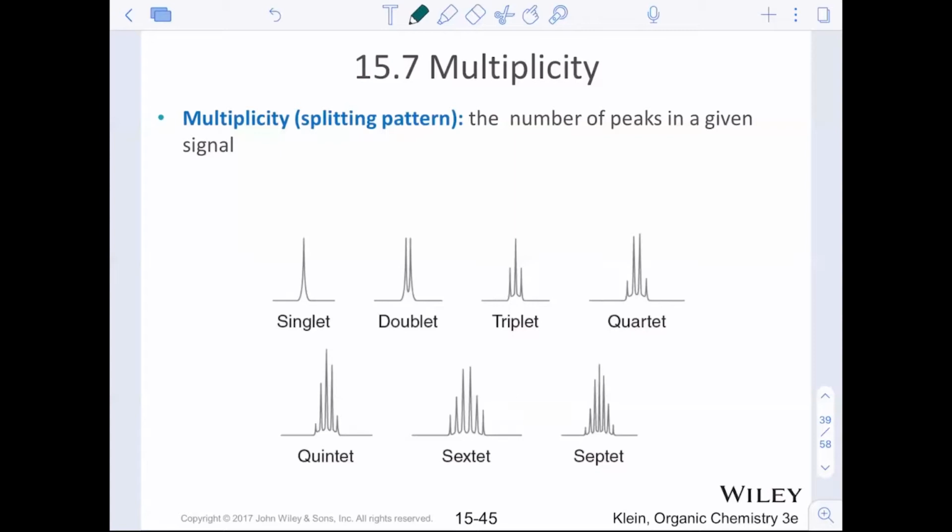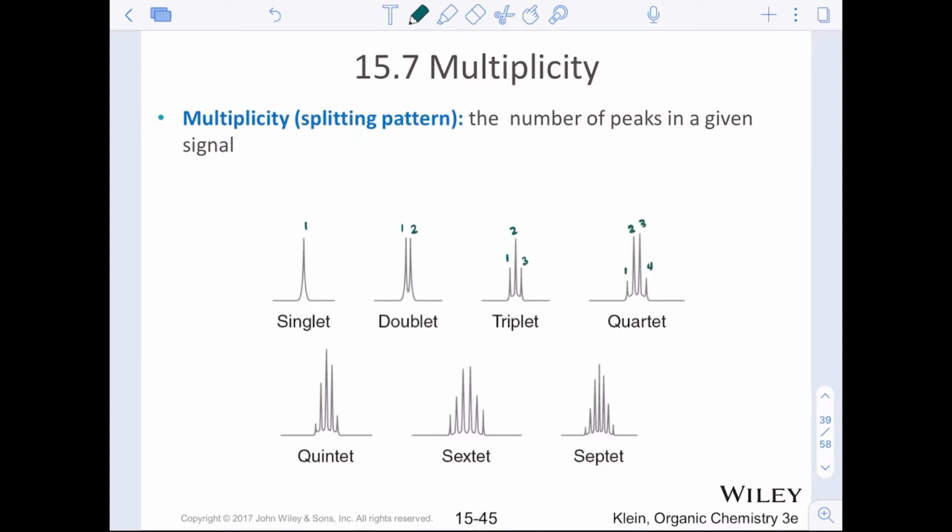This idea of splitting pattern is able to tell us an immense amount of information around the environment next door to our protons. So multiplicity is referring to the number of peaks that a signal is split into. We could have a singlet when we just have one peak. A doublet is when we see a signal split with two peaks. A triplet is 3 peaks. A quartet is 4 peaks.